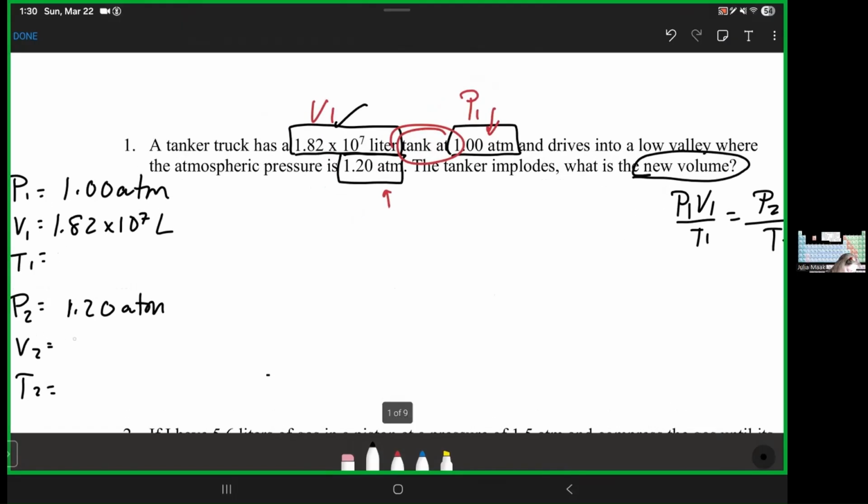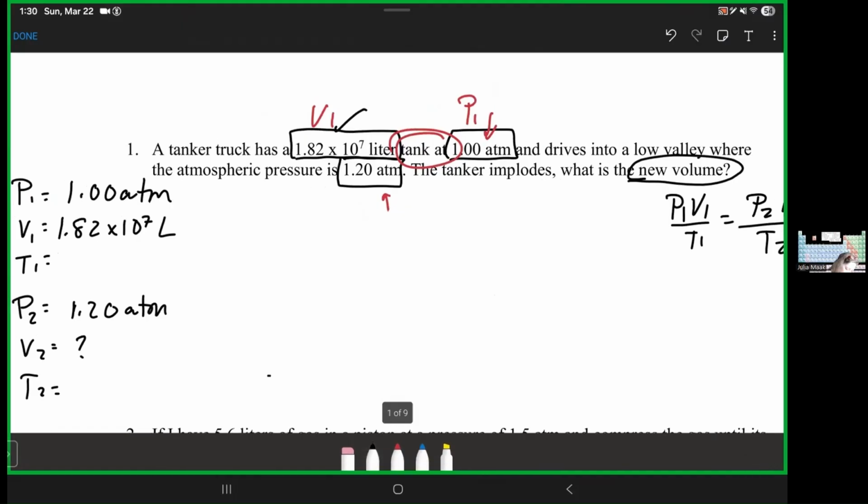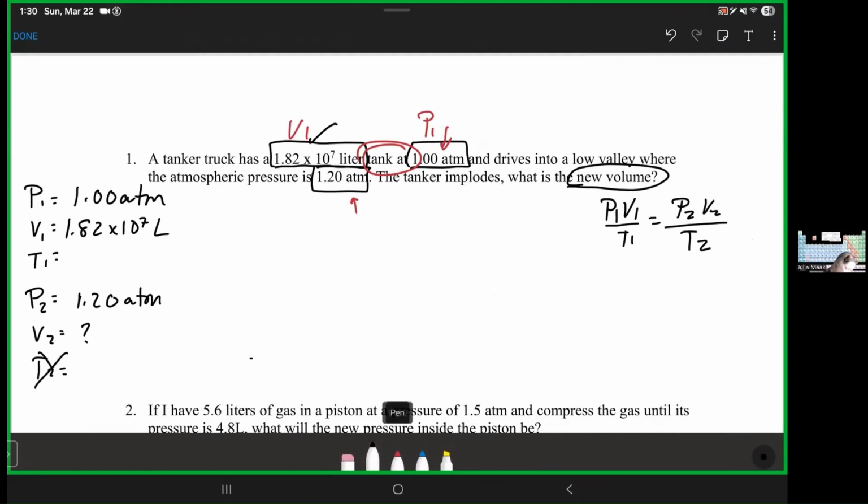They're asking me about my volume. So you see temperature was never mentioned. We can ignore it. So we can just get rid of temperature out of that equation over there. And we're doing Boyle's law. P1 V1 equals P2 V2. Okay, and I have all of my stuff over here. My pressures are in the same units, so they will cancel.